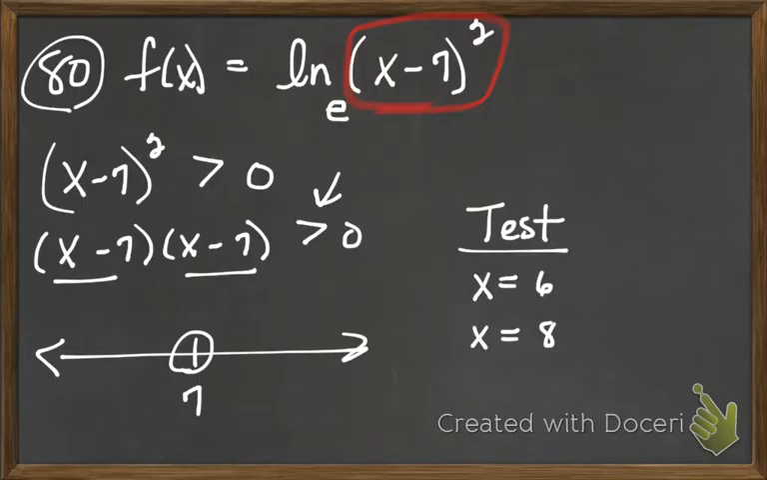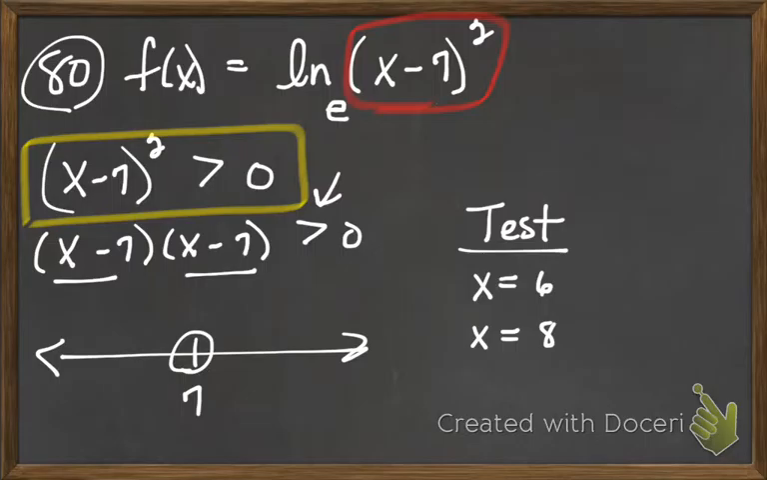If we just have one number on a number line, we could shade to the left of that number, or we could shade to the right of the number. We're not going to go back into our ln. We're just going to go right back into x minus 7 squared must be greater than 0. And we're going to see if 6 will make that true. So 6 minus 7 is negative 1. Negative 1 squared is positive 1. Is positive 1 greater than 0, true or false?